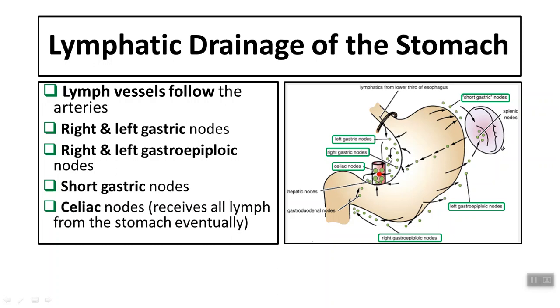And we have the main celiac nodes. The celiac nodes will receive all the lymph from the stomach eventually, and we can see here the lymph from the right and left gastric will pass eventually to the celiac nodes, and from the right and left gastroepiploic, from the splenic and short gastric, all of them will send their lymph to the celiac nodes. Celiac nodes are situated around the celiac trunk.